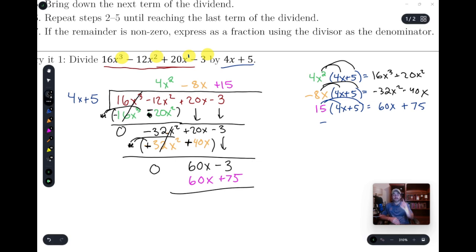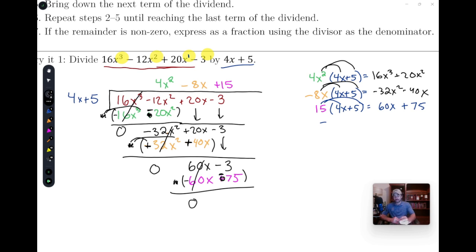Draw a line. Don't forget the important step. Subtract both terms, so the subtraction and subtraction. And 60 and 60 go away. That's perfect. We want zeros all the way down. If we don't have those zeros all the way down, we might have picked a bad term to divide, or a quotient term, and we need to go back and check and see.